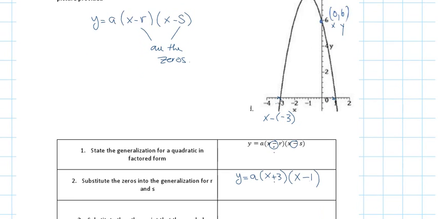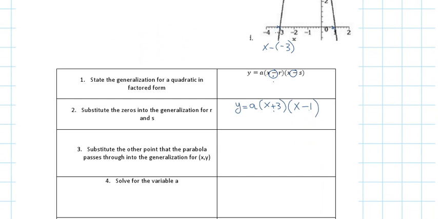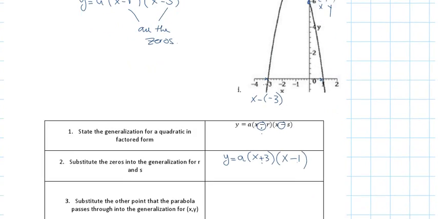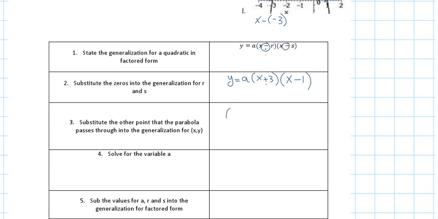So instead of y, what do I replace it with? 6. So I have 6 equals a. What do I replace x with? 0. So you see, when I do that, I only have the letter a left.